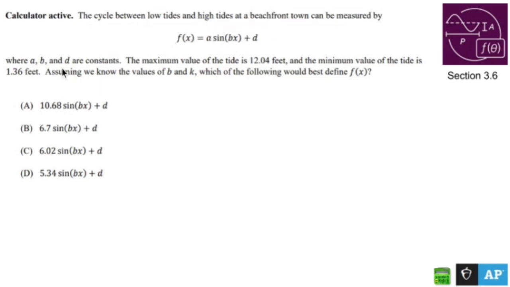The cycle between low tides and high tides at a beachfront town can be measured by a sinusoidal function without the phase shift, where A, B, and D are constants. The maximum value of the tide is 12.04 feet, and the minimum value of the tide is 1.36 feet, assuming we know the values of B and K. I don't know what K are. Which of the following would best define f of x?